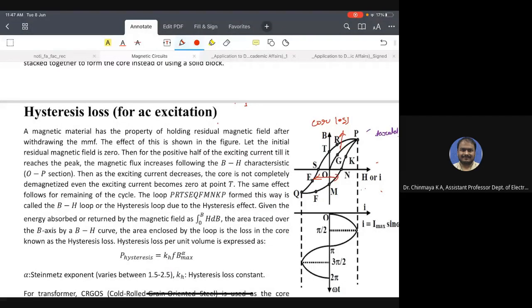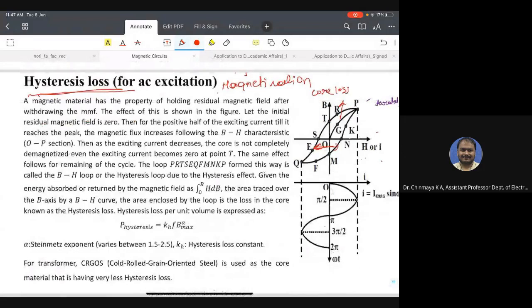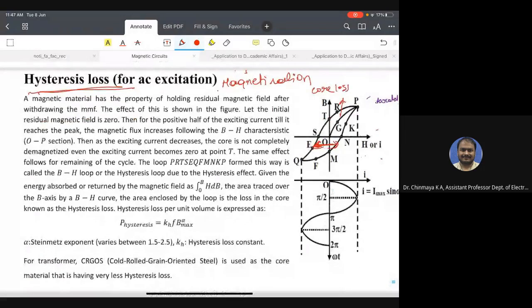So you need more power to remove the magnetism of the material. Even by removing the AC excitation, you cannot completely remove the magnetization of the material, so you need much more power to remove it. As the area of the loop increases, the hysteresis loss increases.